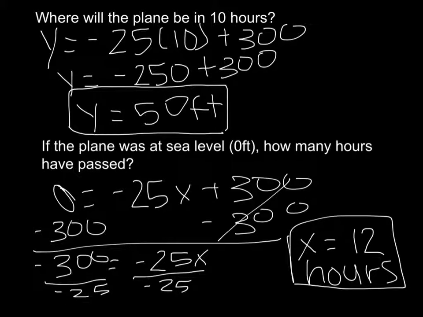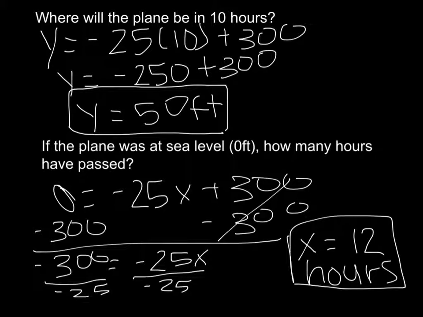You use the explicit equation, which was y equals negative 25x plus 300, and you substitute 10 in for x. So it's y equals negative 25 times 10 plus 300, and you get negative 250 plus 300, and then you get y equals 50 feet. After 10 hours, you'll be at 50 feet.